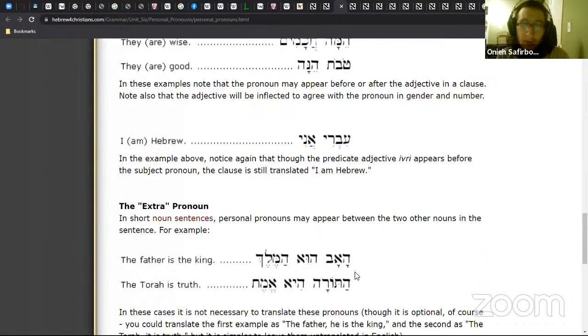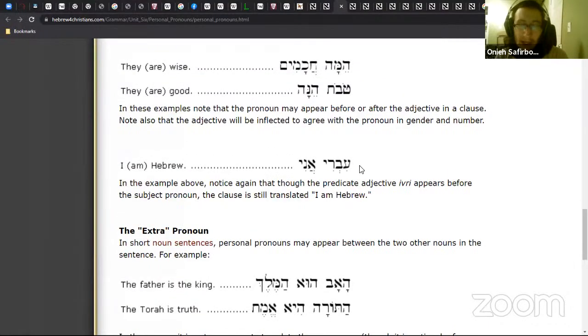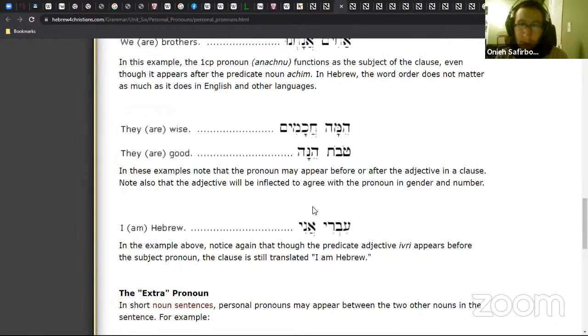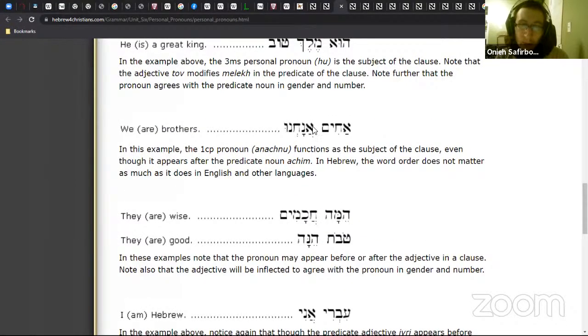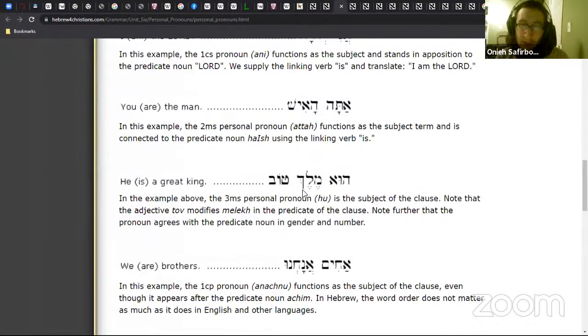And you can also use it for nouns, like an adjective almost. For example, I am Hebrew, or I am a Hebrew. You would use the pronoun. That's one case that you do use the pronoun. So with nouns or adjectives, you will use these pronouns.